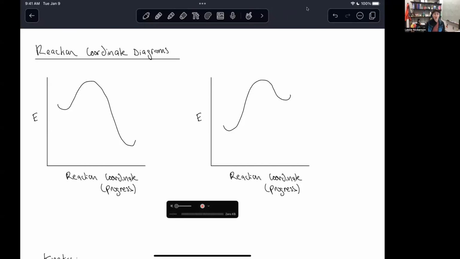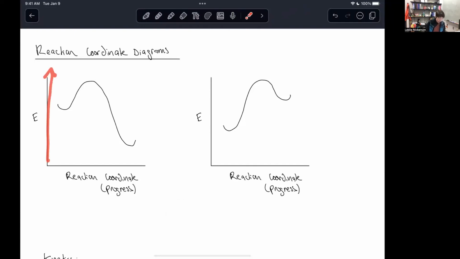Everybody, I'm going to talk about reaction coordinate diagrams in this video. First off, these are a couple of reaction coordinate diagrams that I have up right now. A couple things to take note of here in terms of axes. Your y-axis is always going to be energy. So higher up is higher energy, more reactive. Lower down is lower energy, less reactive.